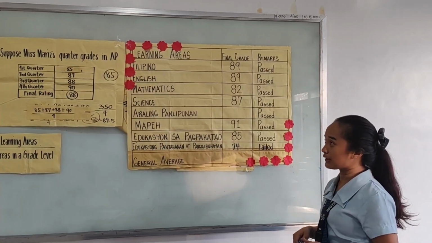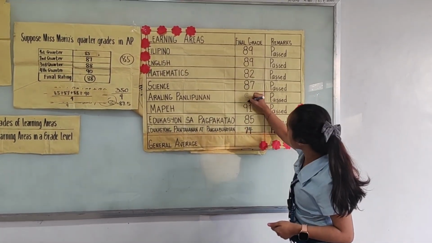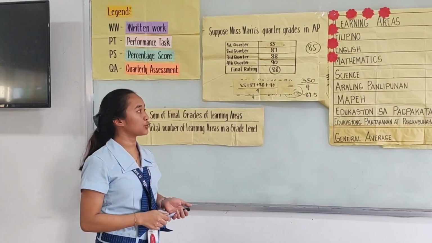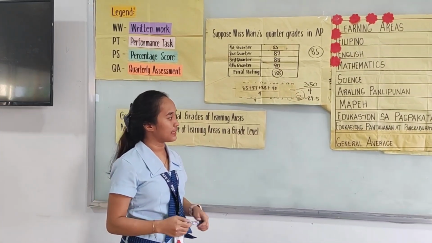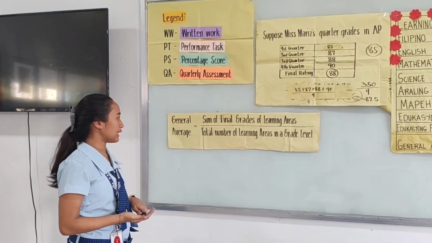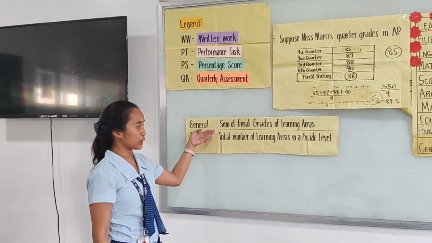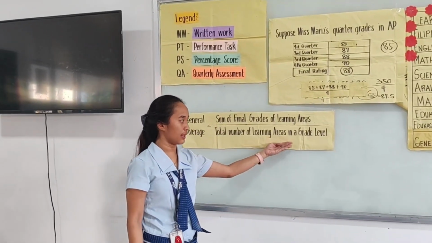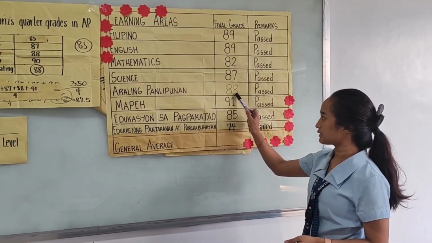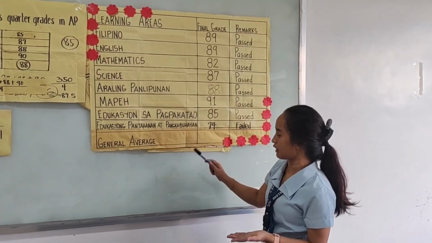Since we're done computing Miss Marie's final grade in Araling Panlipunan, which is 88, let's move on to task 2B, which is computing Miss Marie's general average in this school year. The formula for getting a general average is the sum of final grades of learning areas over the total number of learning areas in the grade level. So now let's add her final grades to get her general average.